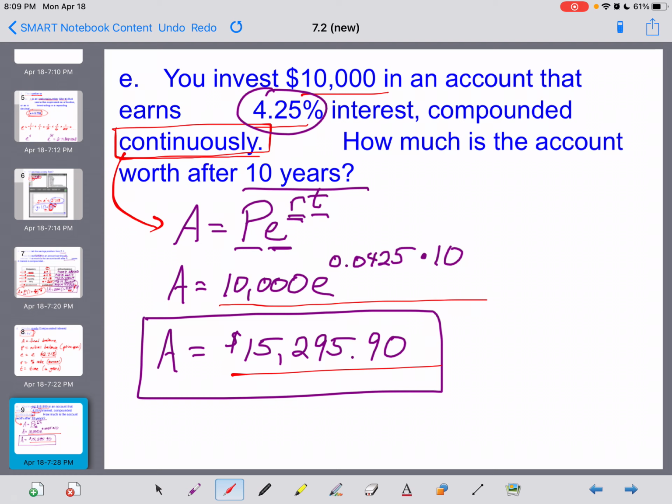So part of the end of the homework on 7.2 for you guys is going to be problems like this where they tell you now that you are investing money into an account that's compounding continuously. You're going to use the Pert formula right here in order to answer those questions. All right, guys, that's a wrap on section 7.2, so give that homework a try. Good luck, and let me know when you have questions.